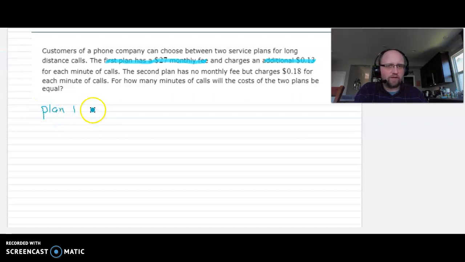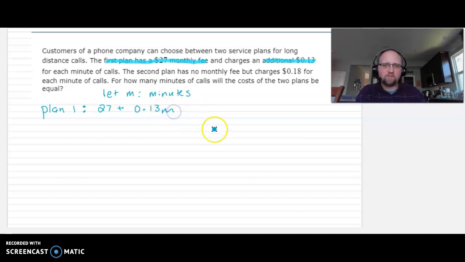And I'm going to write my equation for plan 1. So for plan 1, I know that every month I pay $27 to them, and then the word additional should key you in that you should be adding, right? So then I'm going to add 13 cents for each minute of calls. You can put 0.13, that's what we need. But we do need to define a variable here. I'm going to let m equal minutes. Okay, so for plan 1, it's simply $27 a month plus 13 cents for every minute that you talk.